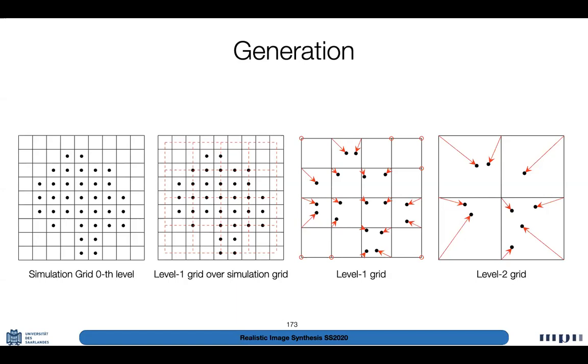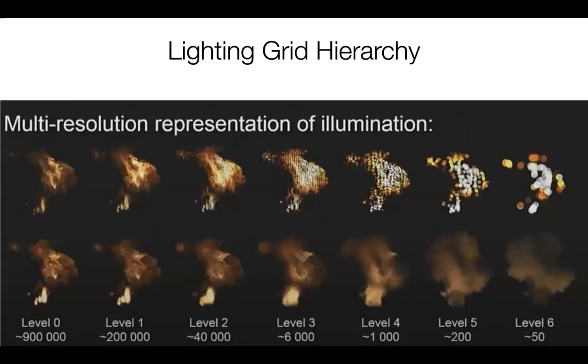And this process continues to level 2 and so on, depending on how big your volume is. And every time they reduce the overall resolution by 2. So in 3D, it will be 2 by 2 by 2, which means 8 voxels. So this is how the illumination of all these levels looks. At level 0, you can see the fire looks pretty much the way it should be. And as you go from level 1 to level 6, you can see that the overall illumination becomes coarser and coarser.